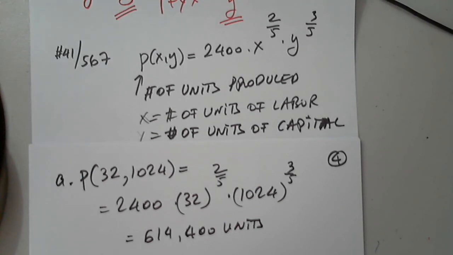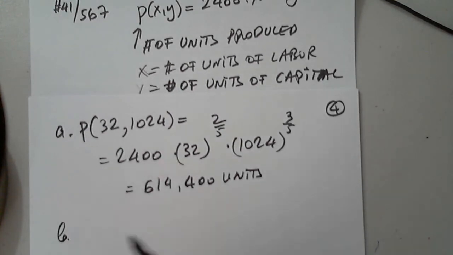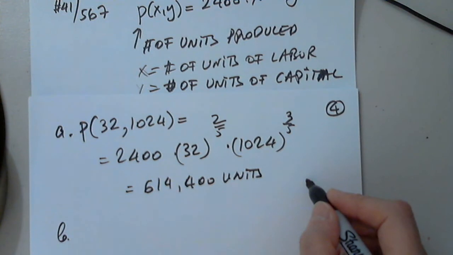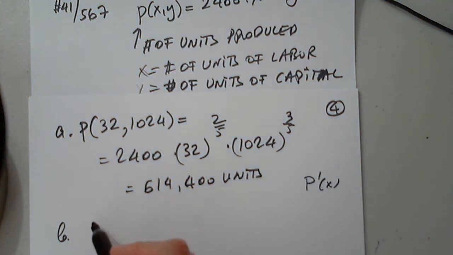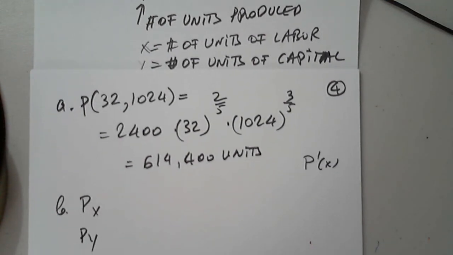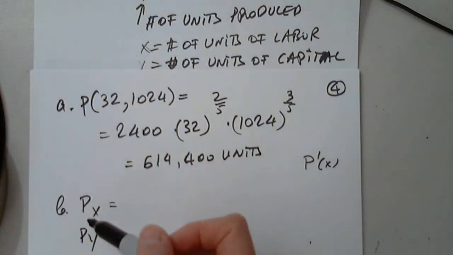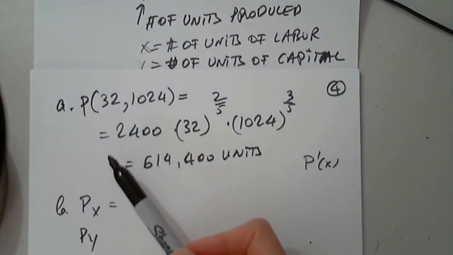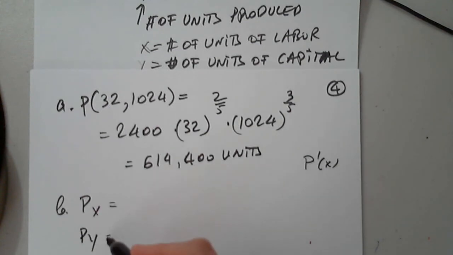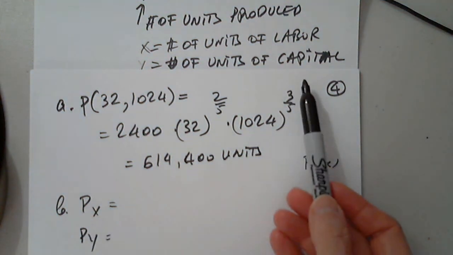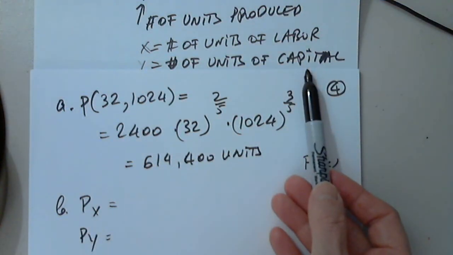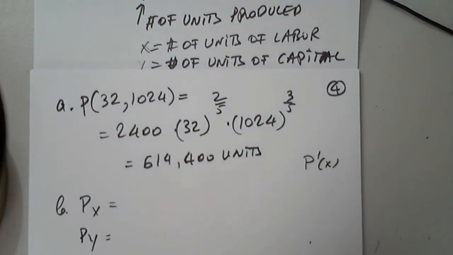Back to the book. Find the marginal productivities. Okay, marginal productivities, same thing as the marginal productivity that we had for one variable. But this time it will be P_x and P_y, because this is a function with two variables. First I will differentiate with respect to x, keeping y fixed. This is with respect to the number of units of labor, and this is with respect to the number of units of capital, when we keep the other variable fixed.